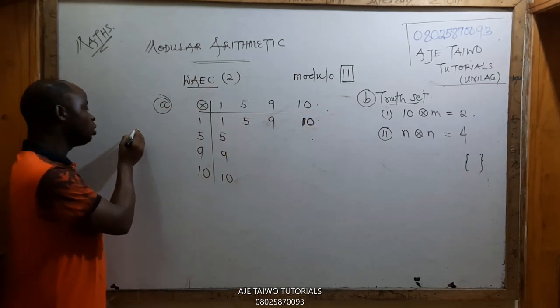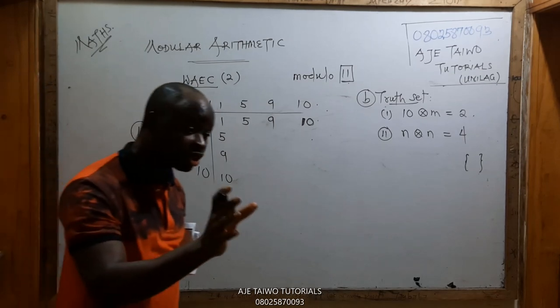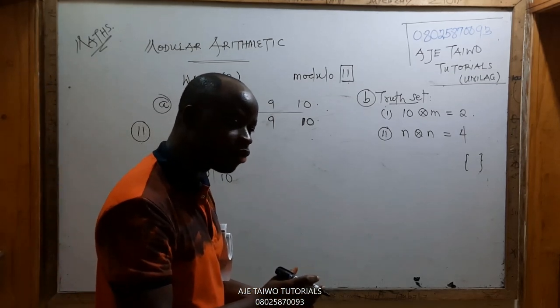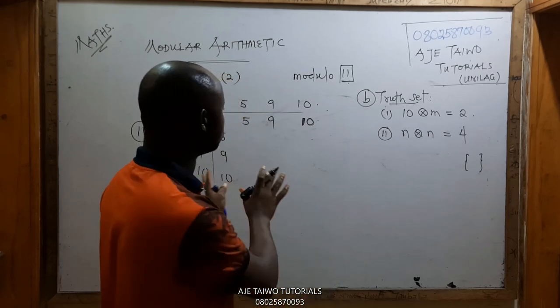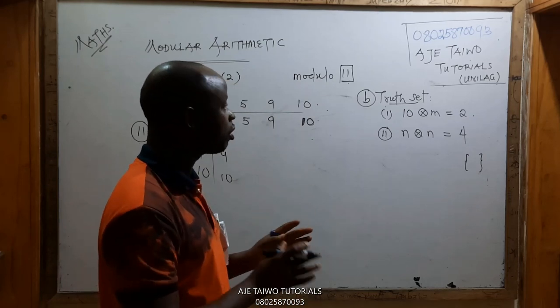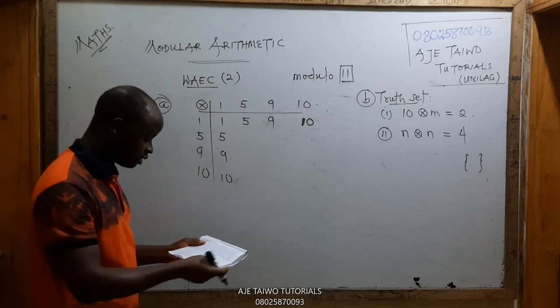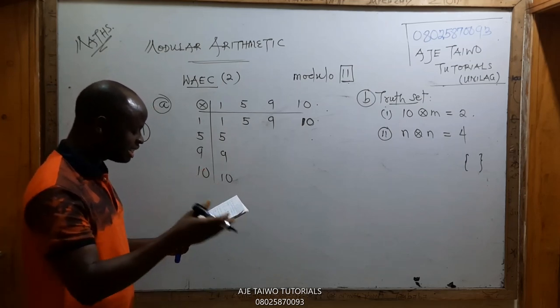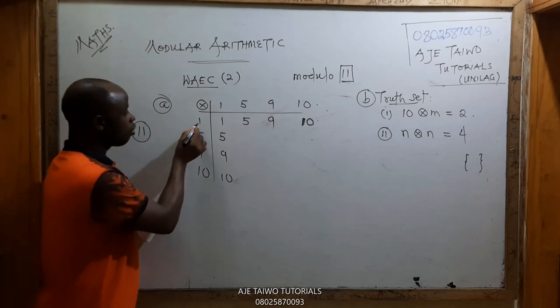Just check it. Modulo 11. Which means that what? Modulo 11 means that no number should be up to 11 on the table. That's the meaning. No number should be up to 11 on the table. So let's go. Let's carry out the multiplication. It's a multiplication, they said it. They said copy and multiplication in modulo 11. So let's multiply.